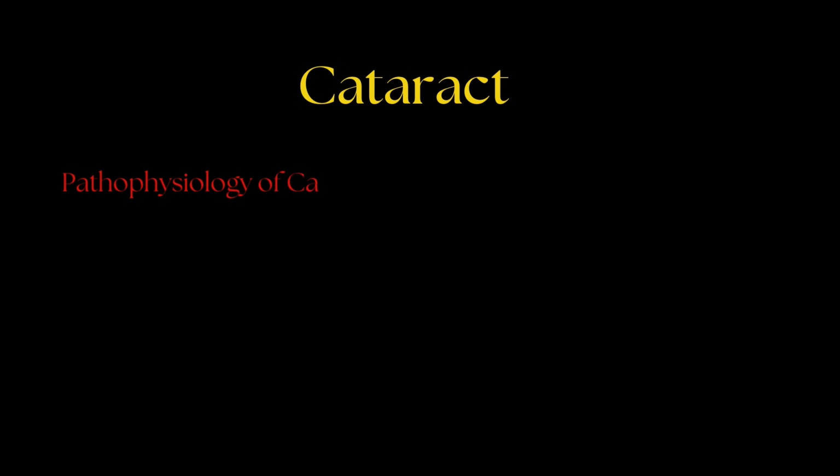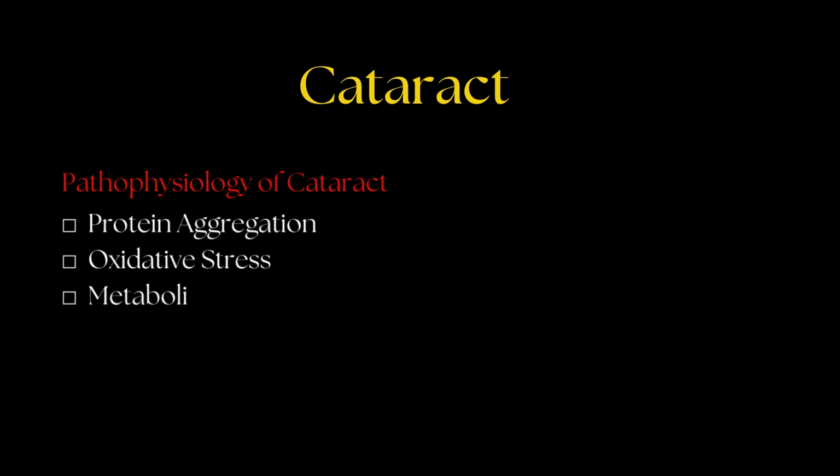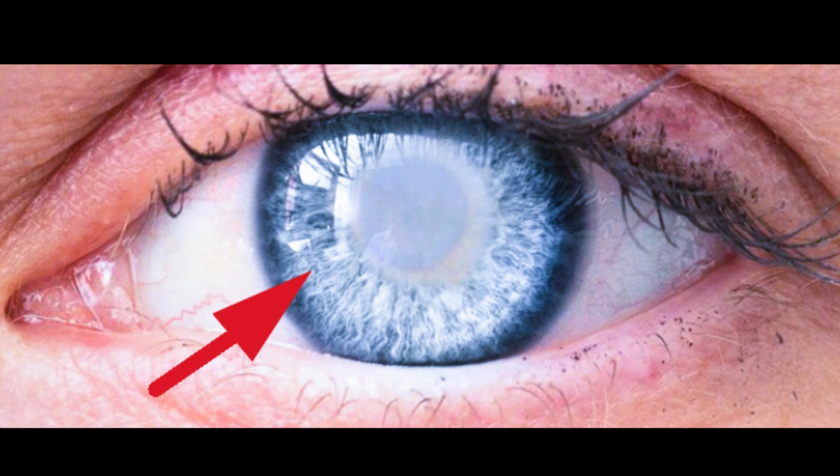Cataracts form due to progressive lens opacity caused by protein aggregation, oxidative stress, metabolic imbalances, and UV-induced damage. Crystalline proteins misfold and clump together, leading to light scattering and lens opacity, while antioxidants like glutathione and ascorbic acid protect the lens from damage. However, their levels decrease with aging, leading to an accumulation of reactive oxygen species. This oxidative damage results in protein denaturation and lipid peroxidation, ultimately causing lens opacity.